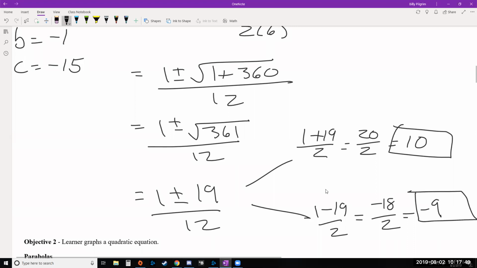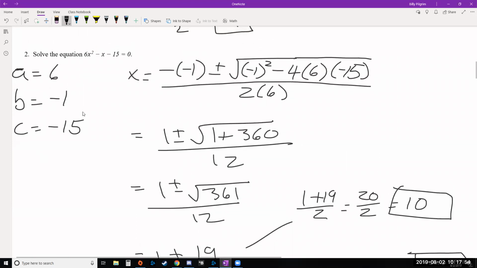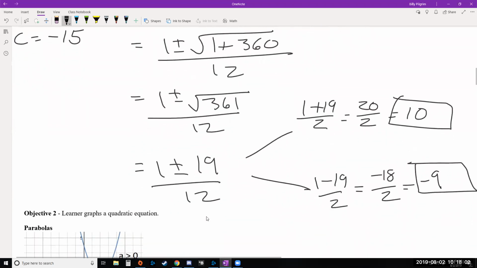So again, what are we claiming? We're claiming that both of these numbers will get us a solution over here. If you plug in 10 for x, you should get 0 equals 0. Plug in negative 9 for x, you should get 0 equals 0. Okay, so two quick examples of the quadratic formula.